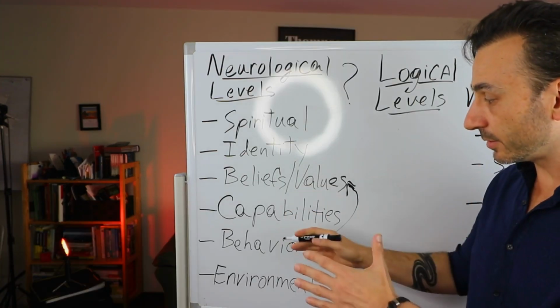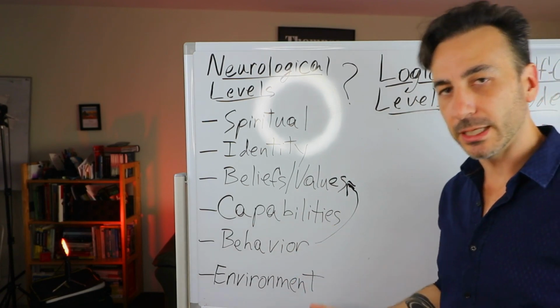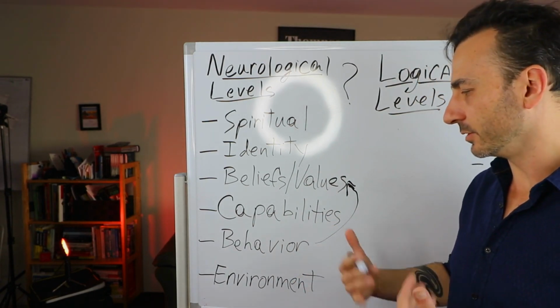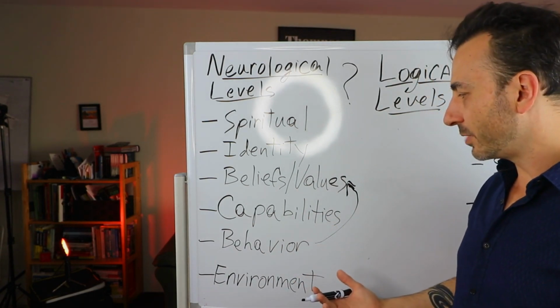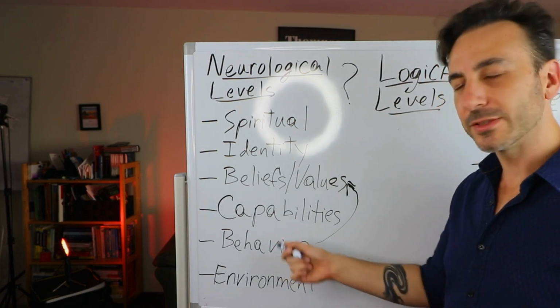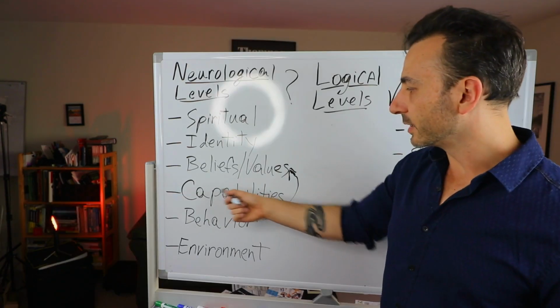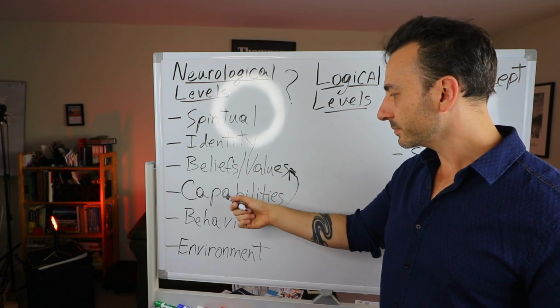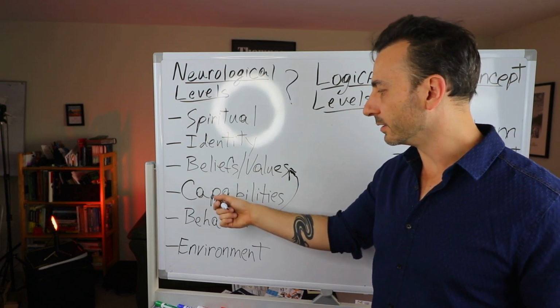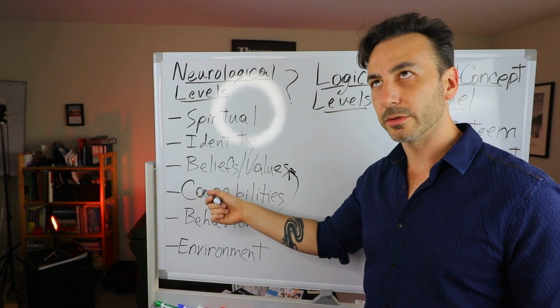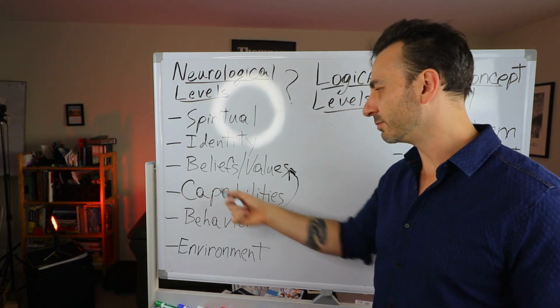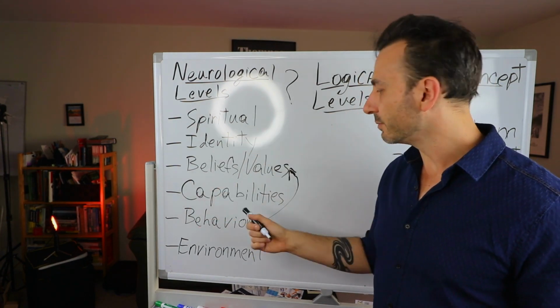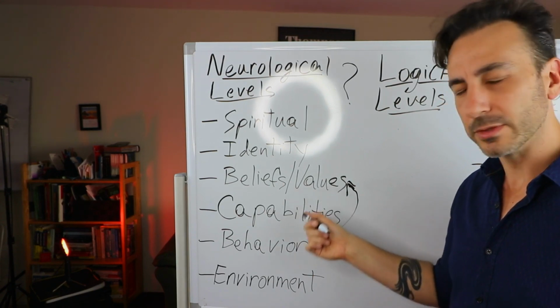Now, I know how Robert meant it: you first have to be capable of doing something before you can actually do the behavior. But I'm not seeing the logical connection to that. And then we go to capabilities and beliefs. There's something here. In order to be capable of doing something, you probably have to believe you can do it. So that might work. Capabilities and values, I don't see the connection.